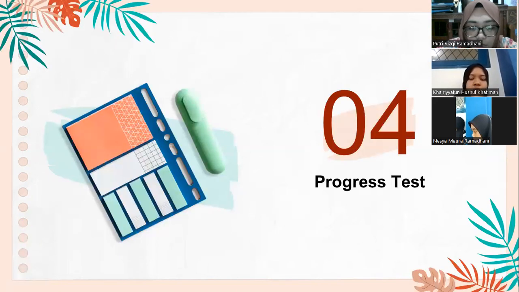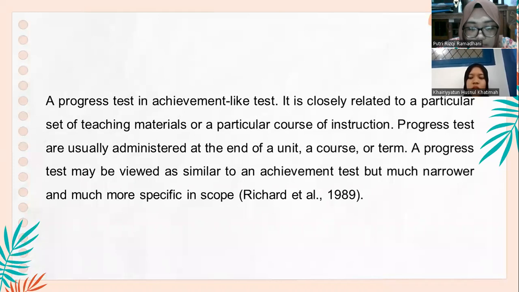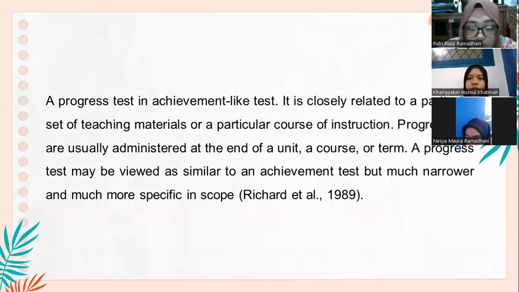And the last is progress test. A progress test is achievement-like. It is closely related to a particular set of teaching materials or a particular course of instruction. Progress tests are usually administered at the end of a unit, a course, or a term. A progress test may be viewed as similar to an achievement test, but much narrower and much more specific in scope, according to Richards et al., 1989. Okay, I think that's all from me, and back to the moderator.